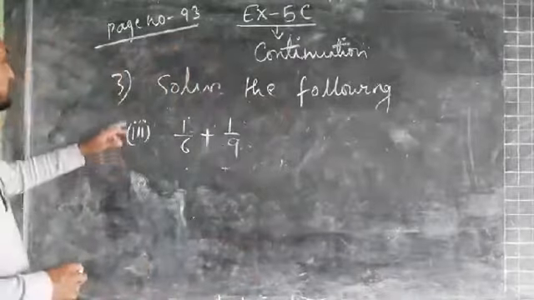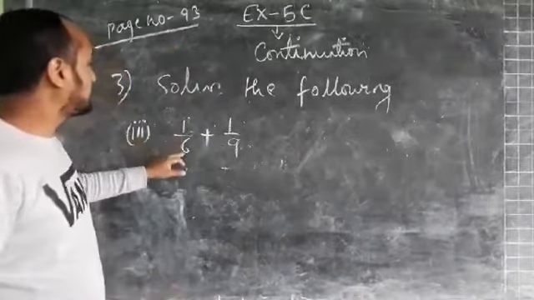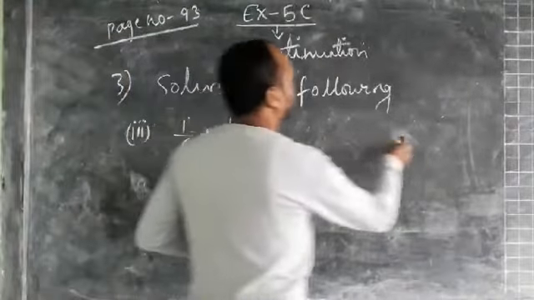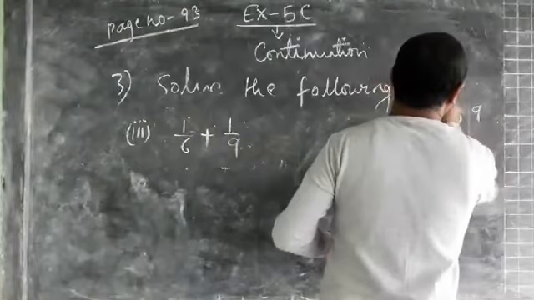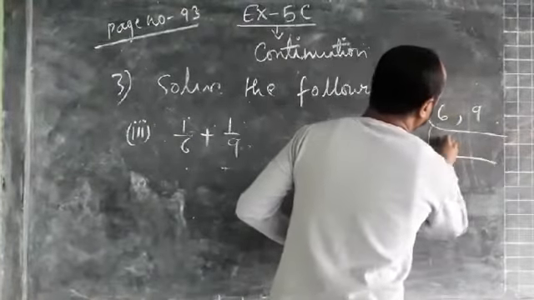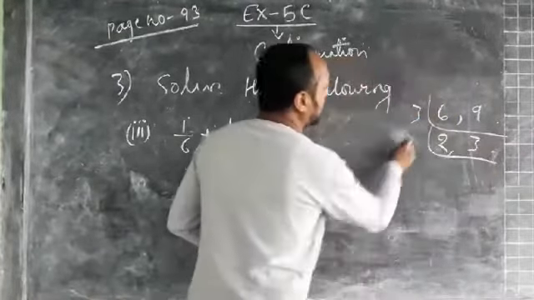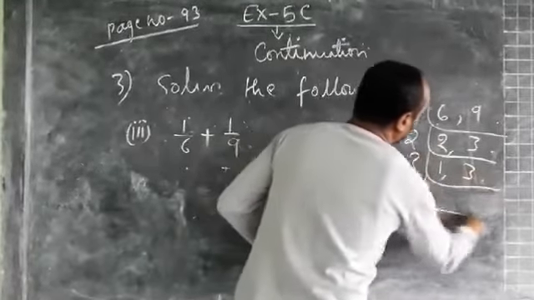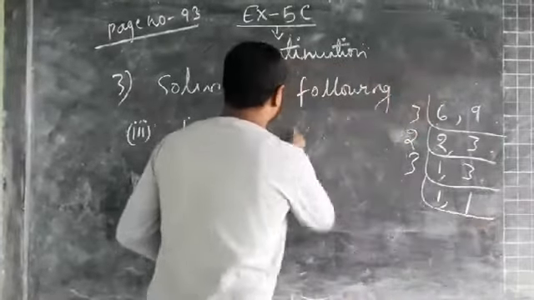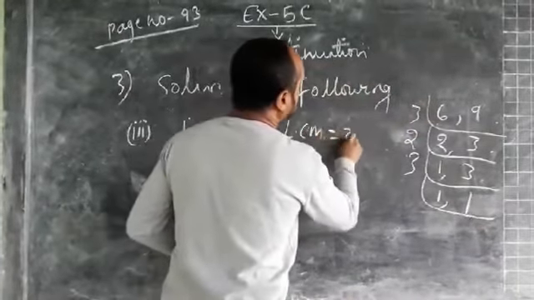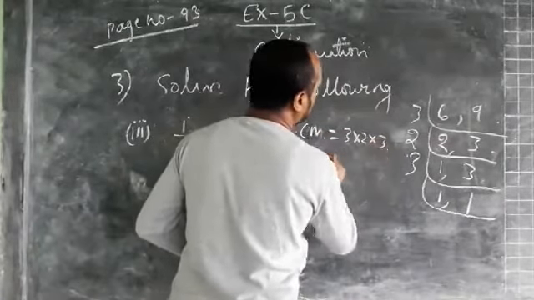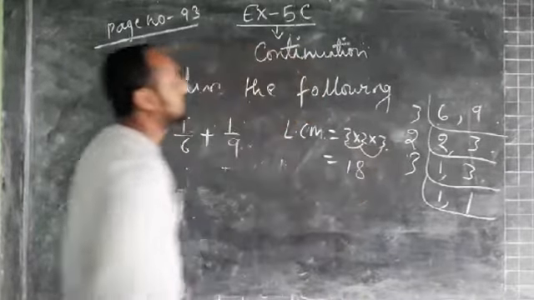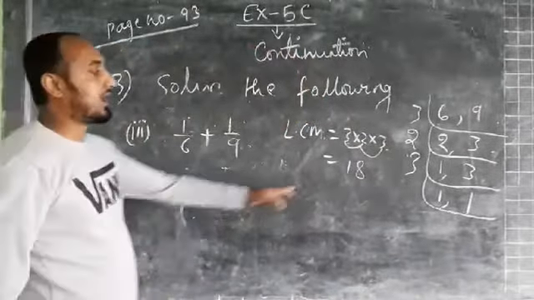Okay, next question number 3, sub part 3 we have 1 by 6 plus 1 by 9. Here also we will do the same thing. First we take LCM. So 6 and 9. It will go by 3. 3 2s are 6, 3 3s are 9. Again we can do it by 2, 2 1s are 2, 3. Again it will go by 3, 1, 3 1s are 3. So LCM equals 3 into 2 into 3 equals 3 2s are 6, 6 3s are 18. So LCM we have 18.